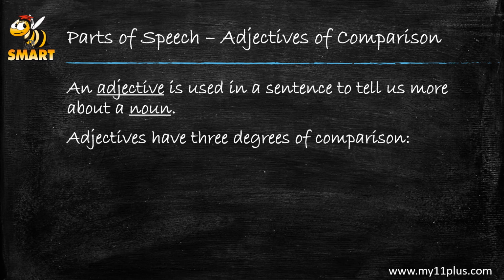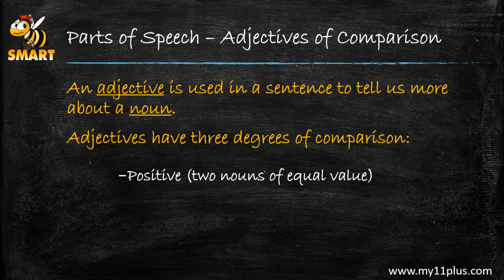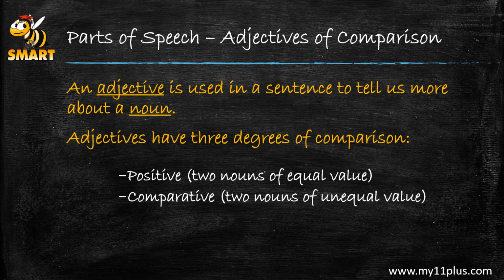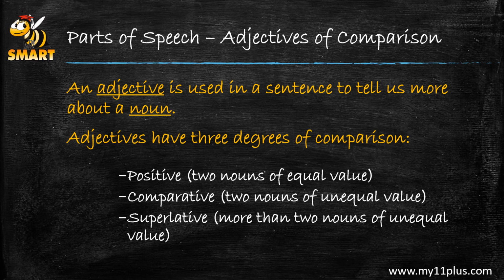Okay, so to recap what we just covered in this video, we looked at adjectives again, and we remember that an adjective is used in a sentence to tell us more about a noun. And adjectives can also be used to compare nouns, and there are 3 degrees of comparison. There's positive, where we compare two nouns that have equal value. We use the comparative form of the adjective to compare two nouns of unequal value. And when we have 3 nouns or more of unequal value, then we're going to use the superlative form of the adjective.